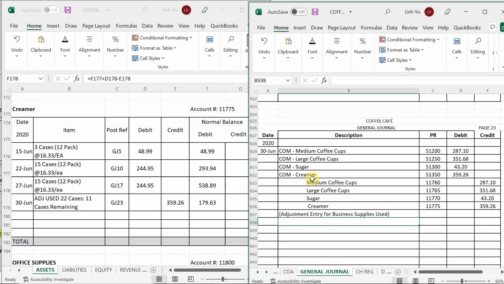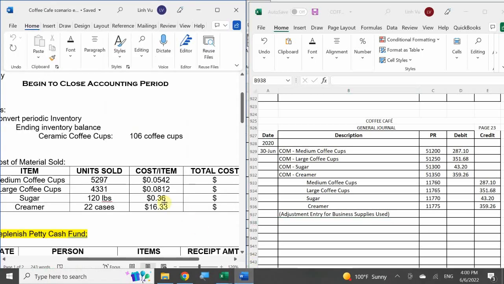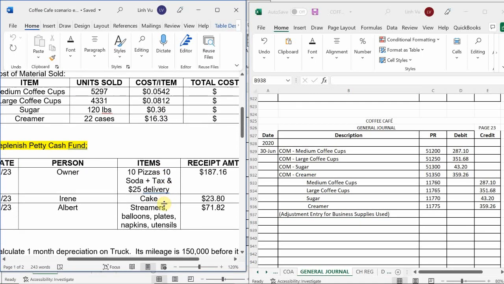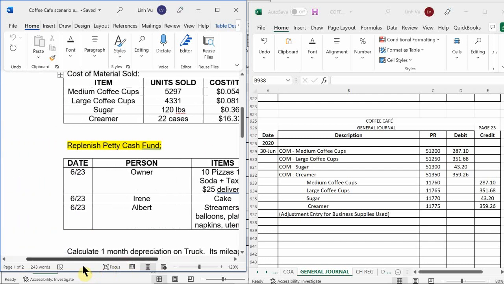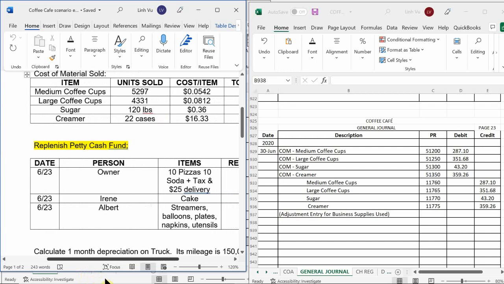We adjusted our business supplies accordingly. So we went from calculating a cost of materials and taking it out directly from our business supplies, which is once again an internal transaction. Next we have to do is calculating our petty cash. We need to reimburse the money that we spent from our petty cash. So here is the petty cash ledger right here.